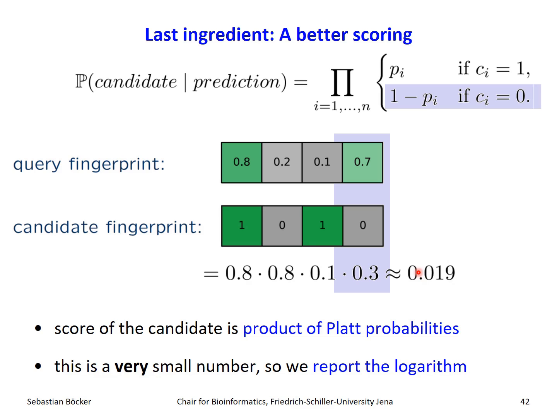But since these are all numbers below 1, and there are many, many of them, hundreds or thousands of them, you will get a tiny, tiny number, something like 0.0000, and so on. So we do not report this number, we instead report the logarithm. And I'll show you in the next slide what that means.